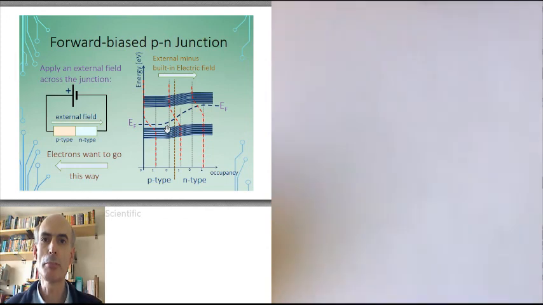So we've built a component which can conduct electricity quite happily in one direction, but not the other. It's called a diode. And we'll be looking at them in a lot more detail in a few videos a bit later on.